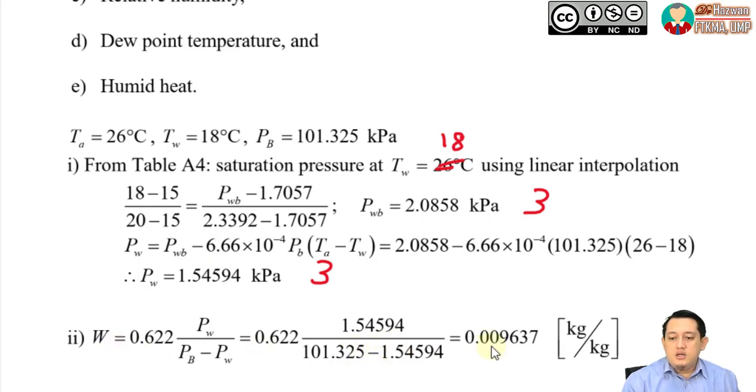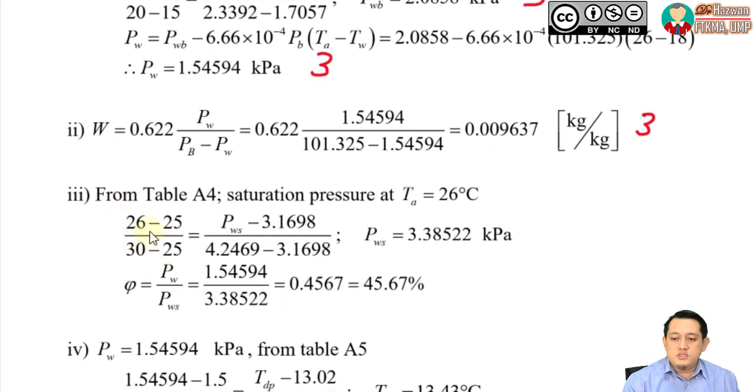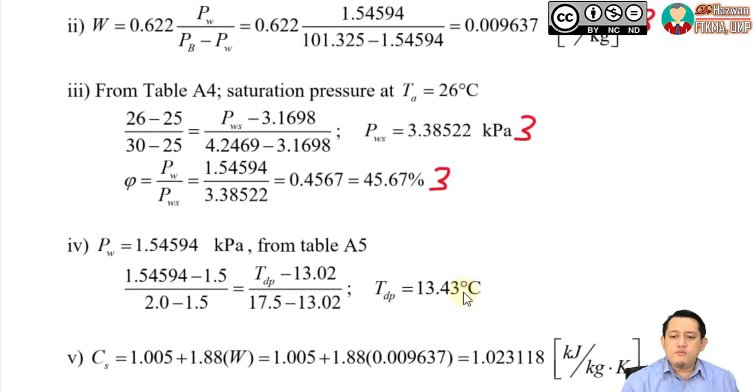Humidity ratio, this one also is 3 marks. And then for question number 3, to find PWS, you use linear interpolation. So this one also 3 marks. And then RH, relative humidity, is also 3 marks. Most of you got this one correct. Very nice.